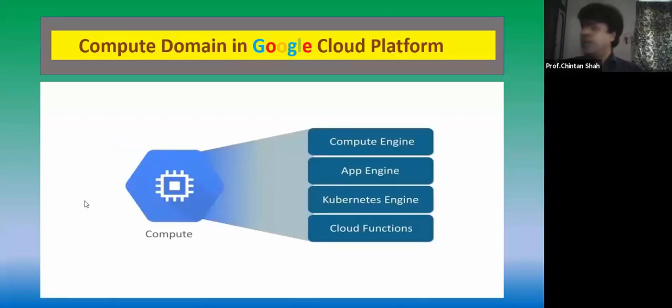In the compute domain of the Google Cloud Platform, there are a total of 4 different services. These 4 services are Compute Engine, App Engine, Kubernetes Engine, and Cloud Functions. Now we are going to see each one of them in detail. The first one is the Compute Engine.